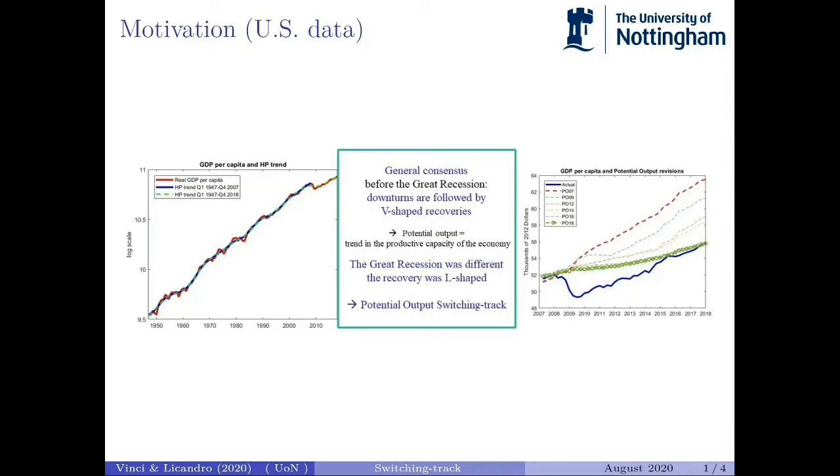And if we look at the actual estimates of potential output published in the US, in the figure on the right, we can see that these were revised down as the crisis unfolded until the output gap closed, but not because GDP recovered, but because potential output was revised down. And this is what we call the switching track.